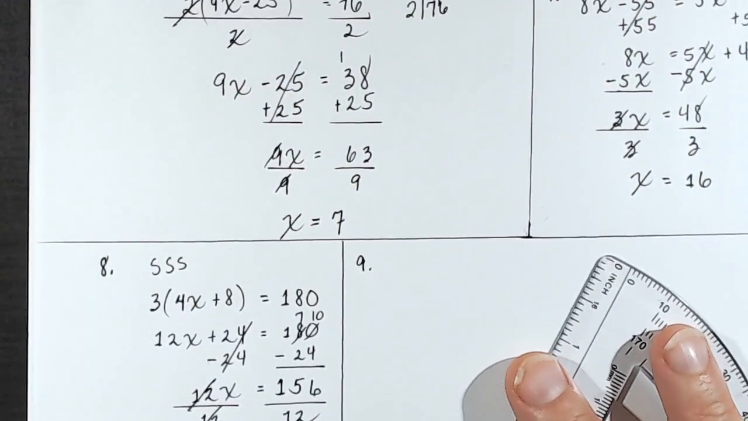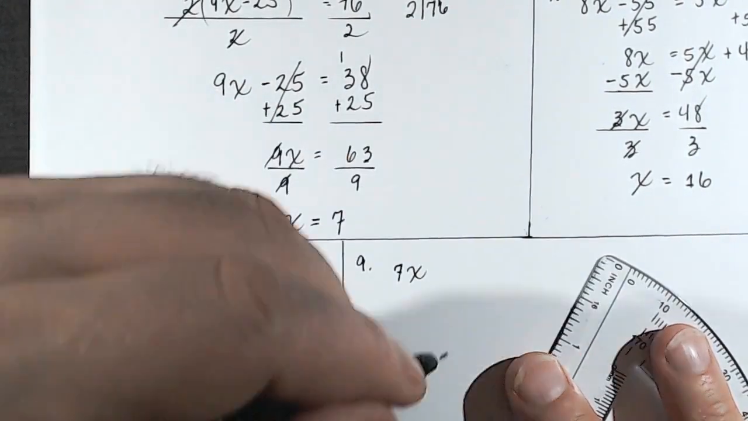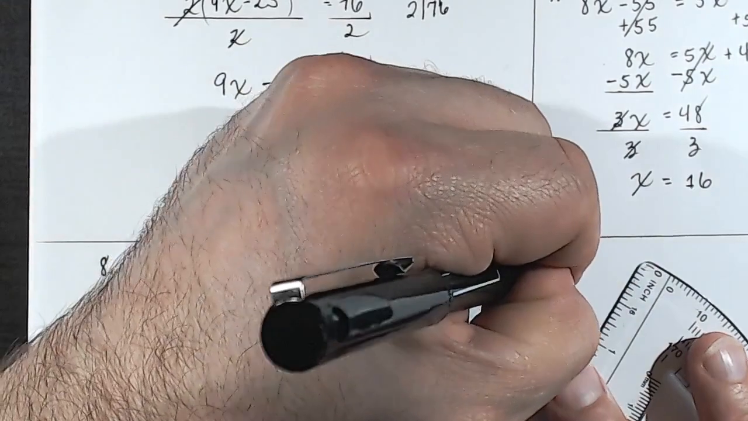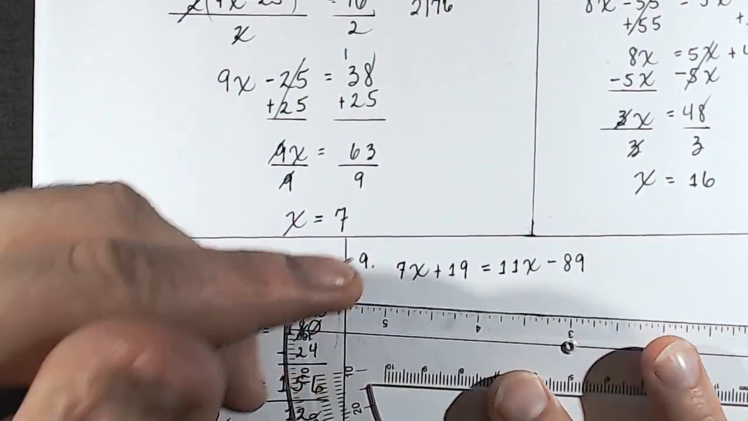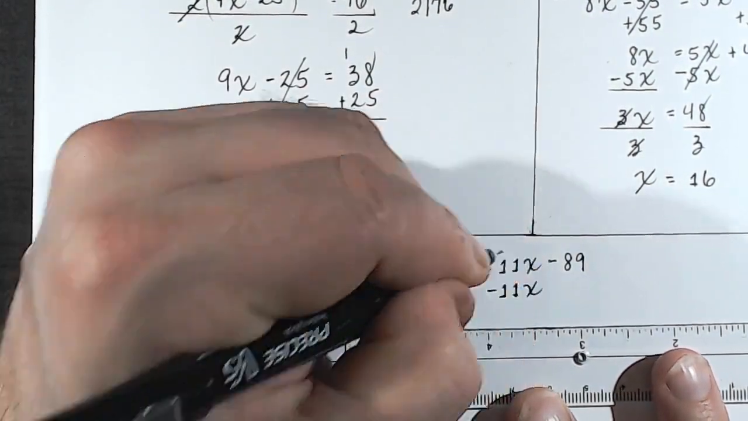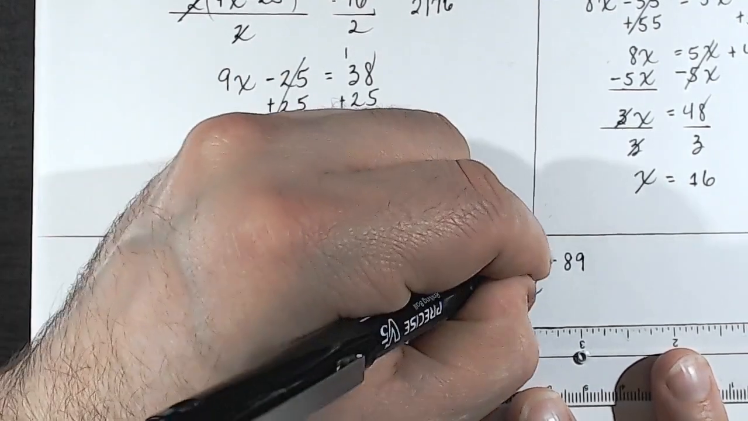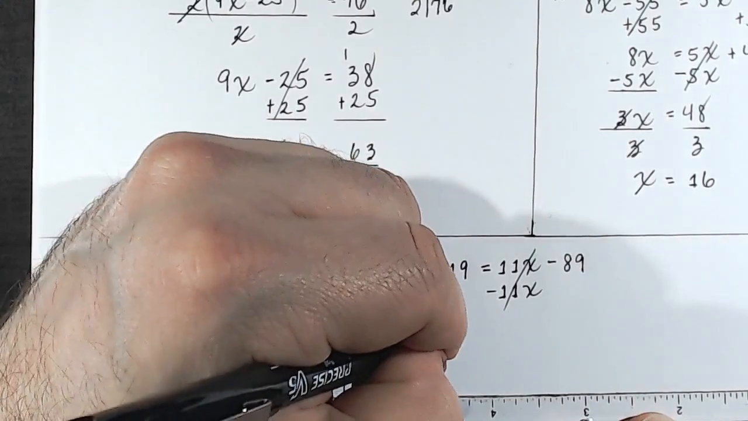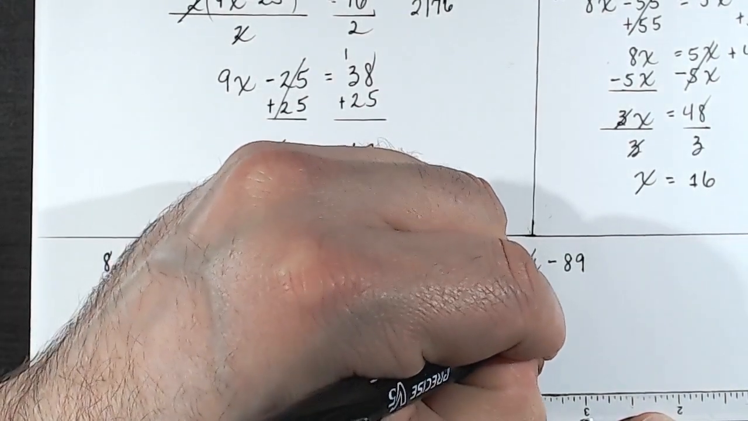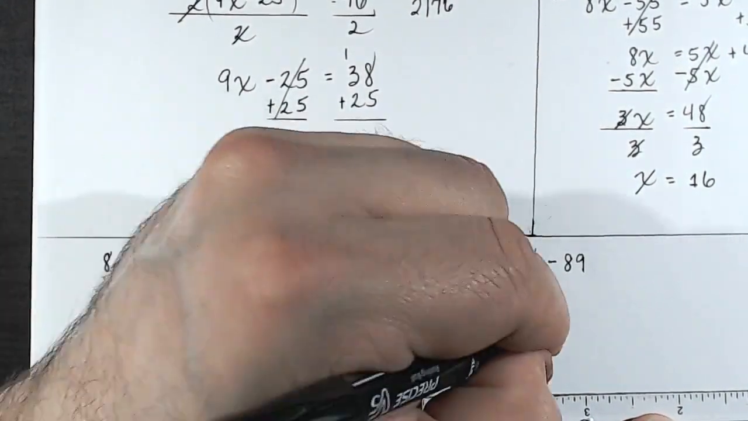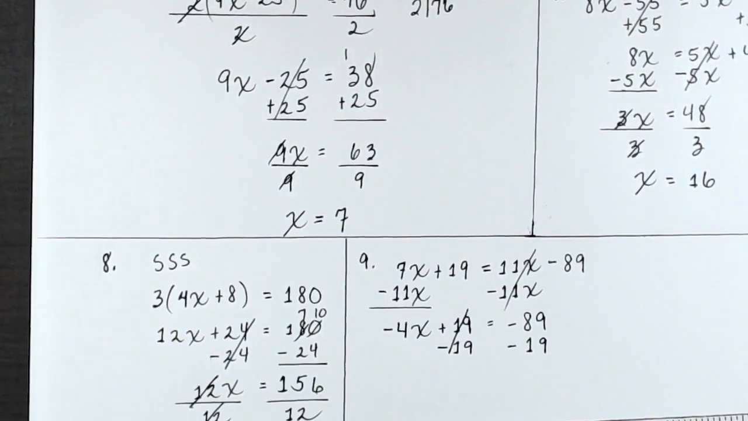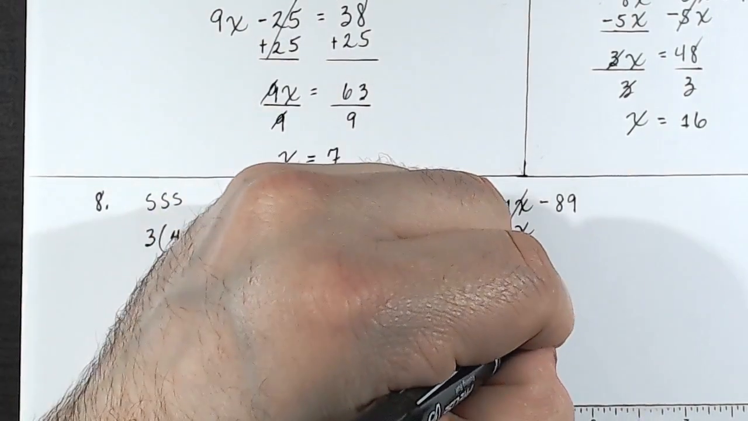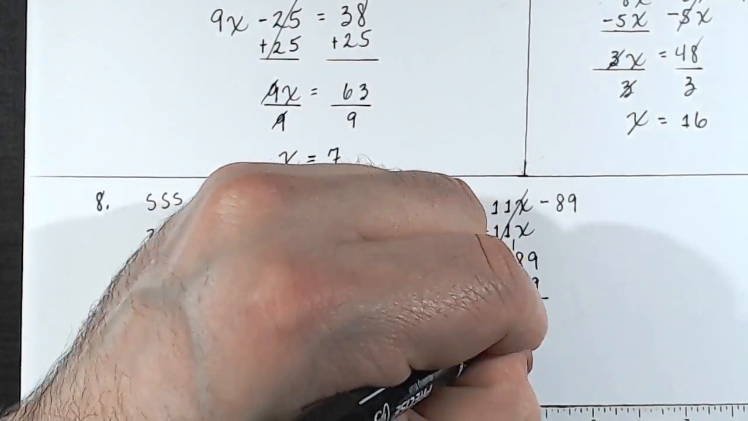Here's number 9. And those two algebraic expressions were 7x plus 19 equals 11x minus 89. Gather like terms. We'll subtract 11x from both sides. And 7x minus 11x is negative 4x plus 19 equals negative 89. And now we'll subtract 19 from both sides. And I'll have negative 4x equals negative 108.